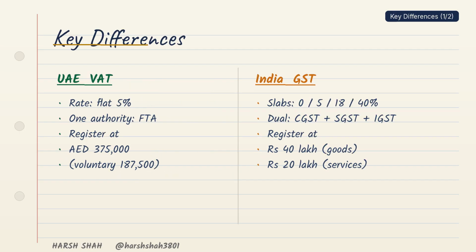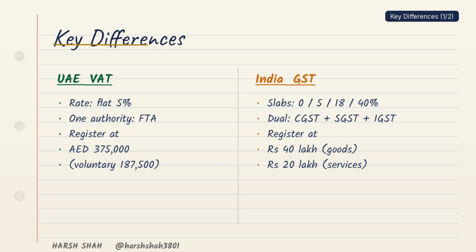Now, the most important part, the differences. First, the rate structure. The UAE has a single flat rate of 5%, with some zero-rated and exempt categories. India, after the GST 2.0 reform effective September 2025, uses four main slabs: 0, 5%, 18%, and 40%, plus special rates for gold and diamonds.